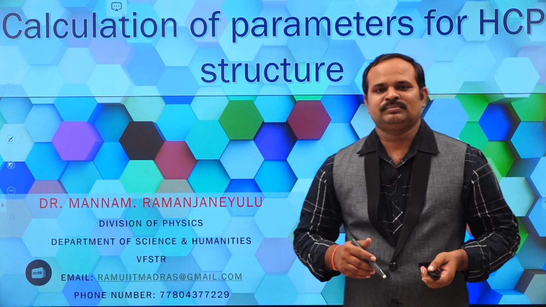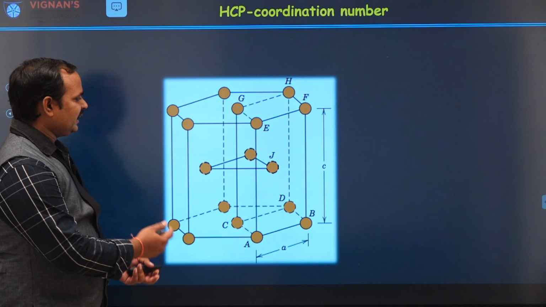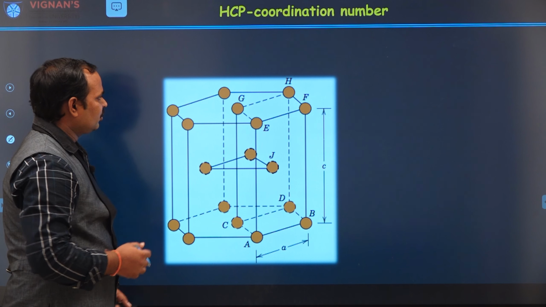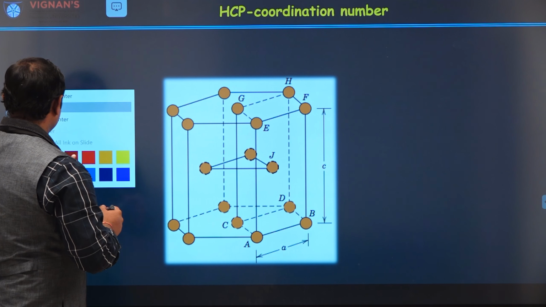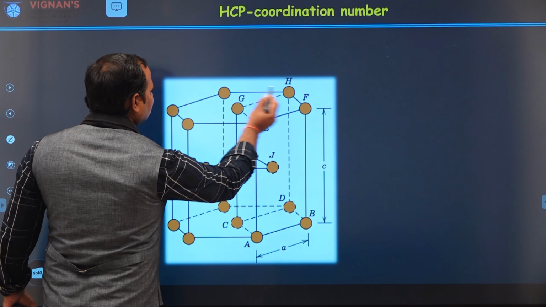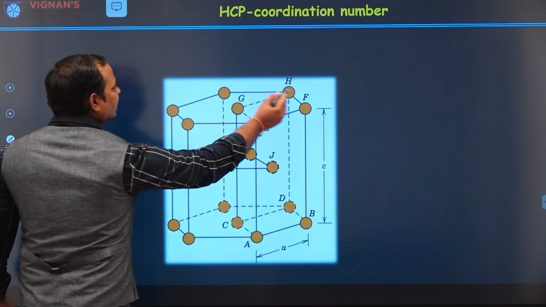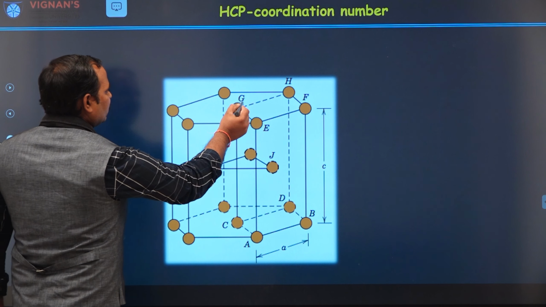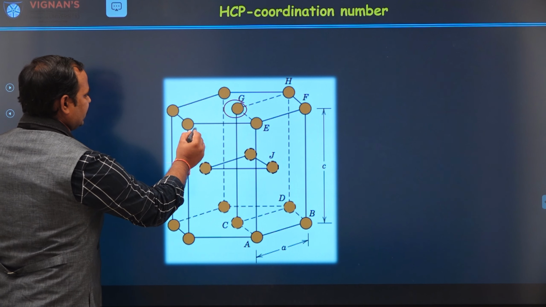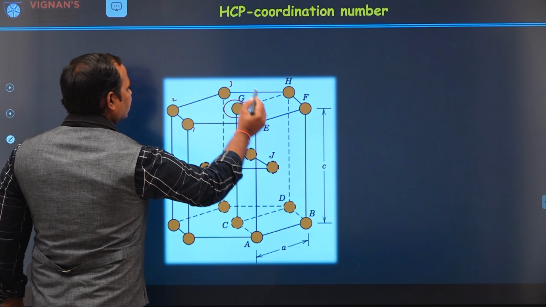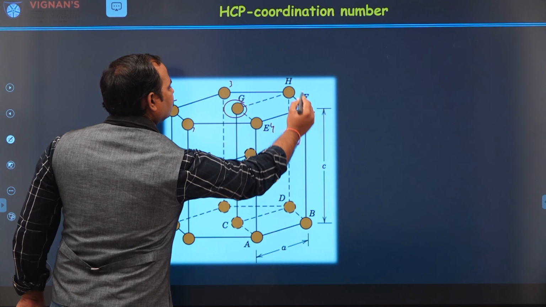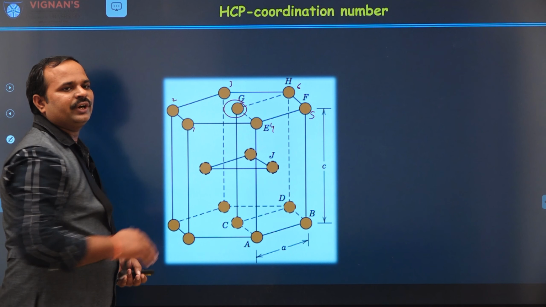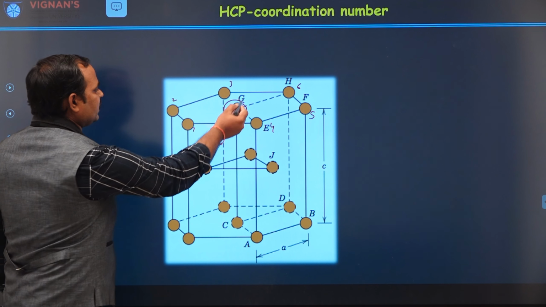Let's start. As you can see here, this is a hexagonal close packed system. There is a hexagon where 6 atoms are there in the hexagonal corners of the unit cell with 1 atom at the center. You can see here 1, 2, 3, 4, 5, 6. These 6 atoms are at the corners of the hexagonal unit cell with 1 center atom.